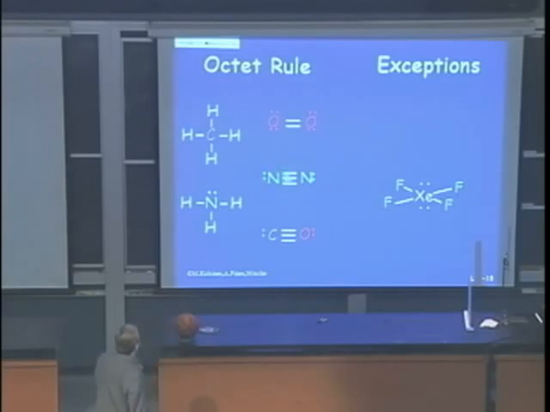And then we have nitrogen. Nitrogen has 5. 1, 2, 3, 4, 5. So we put them together. 2, 4, 6, 8. 2, 4, 6, 8. Octet rule fulfilled. Triple bond. Carbon monoxide, the same thing.